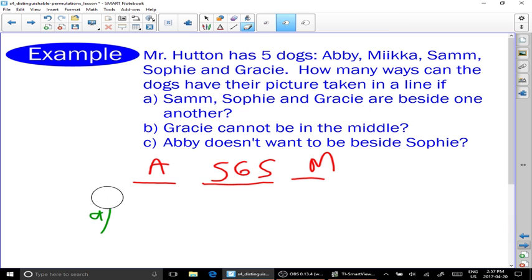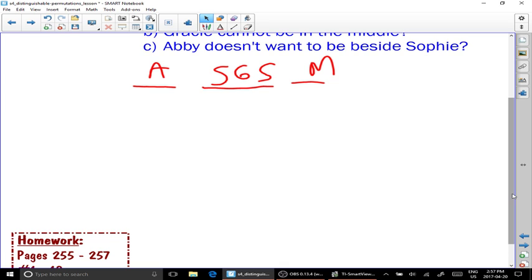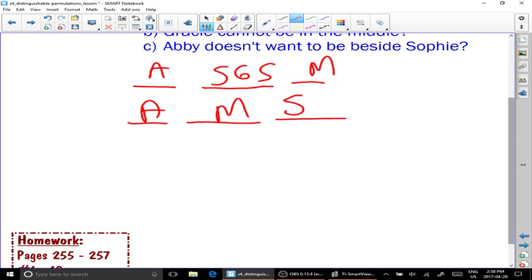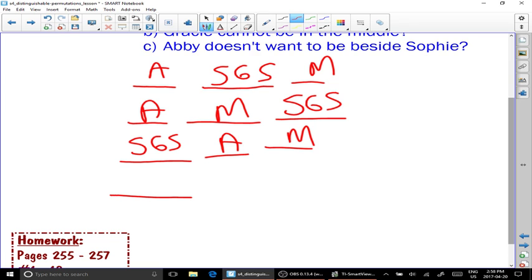And we could actually map out every single one of those outcomes because it's not very many. We could have Abby first, Sam, Gracie, Sophie second, Mika third. We could have Abby first, Mika second, Sam, Gracie, Sophie third. Okay. Now, there's no other combinations where Abby's first, so let's put Sam, Gracie, Sophie first, Abby second, Mika third, and then Sam, Gracie, Sophie, Mika second, Abby third.